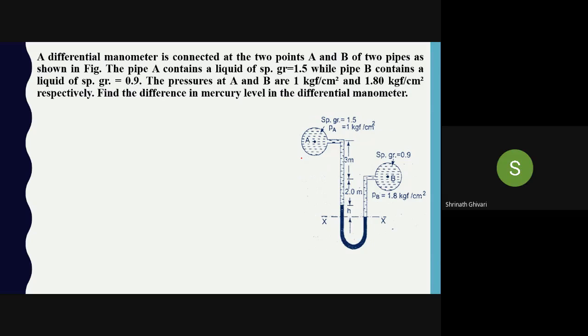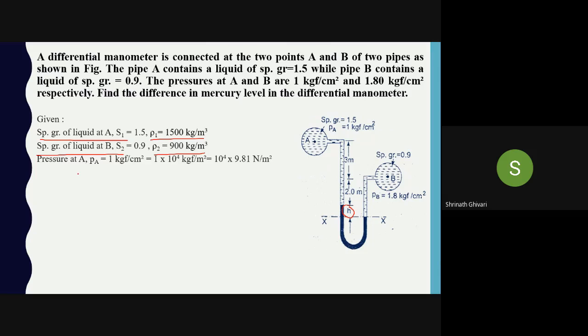How do you denote H? Small h. Okay, so you have to determine the value of h. Now, what all things are given to us? We have been given the specific gravity of liquid at A, that is 1.5. The density is 1500 kg per meter cube. Next, the specific gravity of liquid at B, S2, is equal to 0.9. The ρ2 is 900 kg per meter cube.